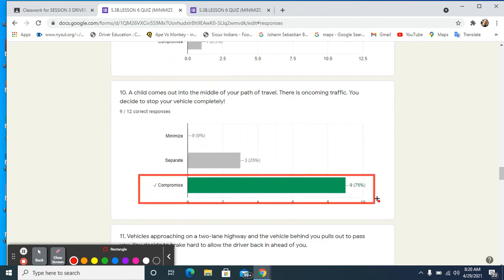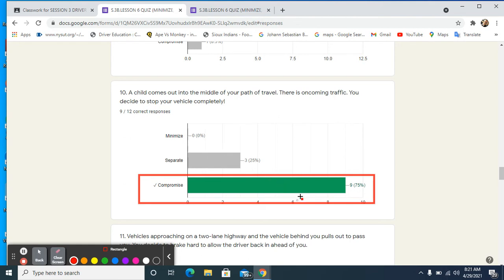Okay, why not separate? Separate means that we brake, but we do not come to a full stop and don't completely give up all time and space. We slow down until the potential hazard is no longer a risk. But in this case, that child stays in the road. We can't just slow down and time it so that the child goes back into the lawn. Instead, the child stays in the road, and we need to come to a complete stop.